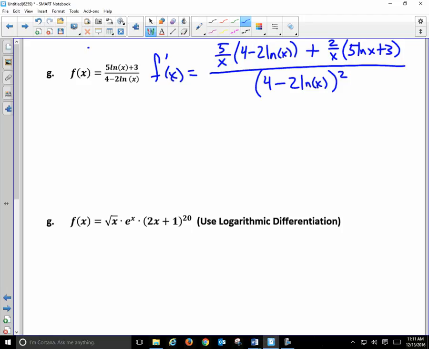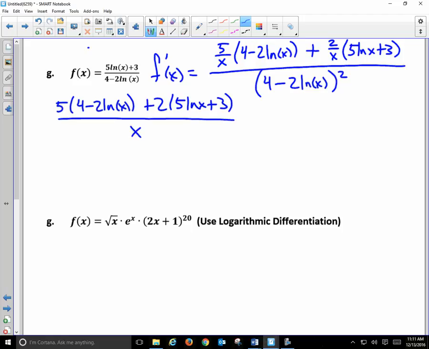Okay, can I leave my answer like that? I've got a compound fraction, complex fraction, right? They have common denominators of x, so this isn't going to be that bad. They're both over x, right? If I multiply by the reciprocal, the denominator will just end up right here as well. So I have x times 4 minus 2 natural log of x quantity squared.